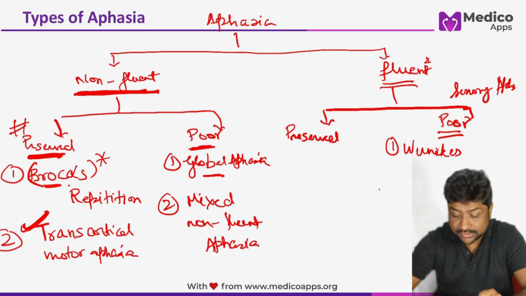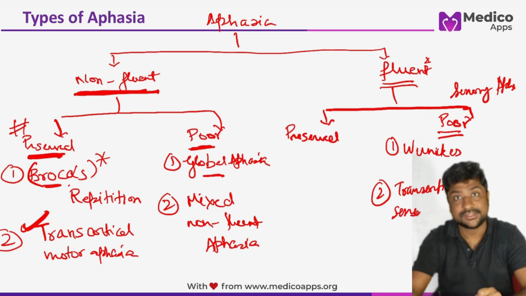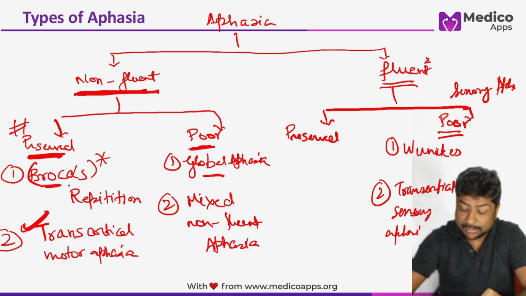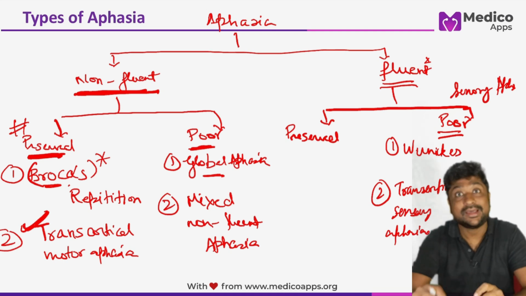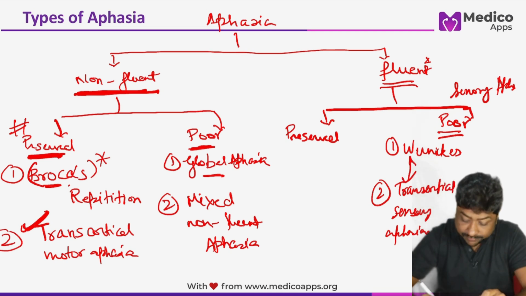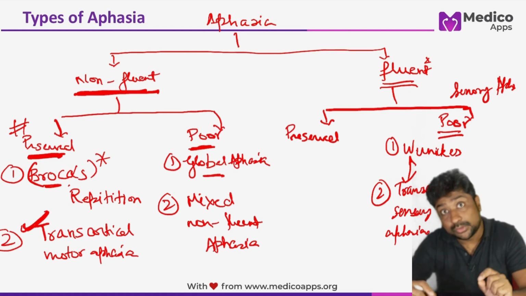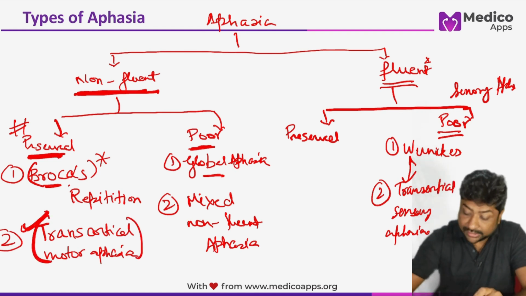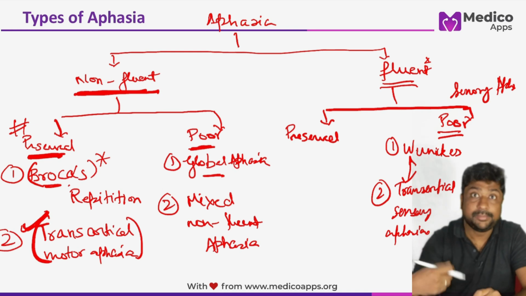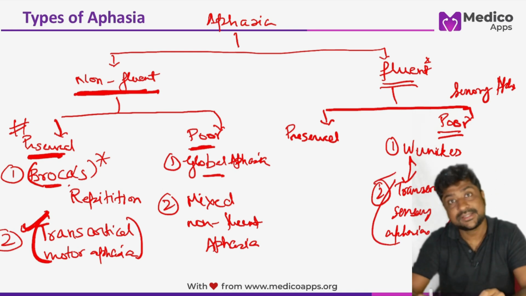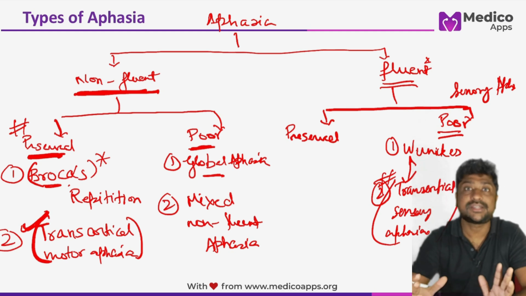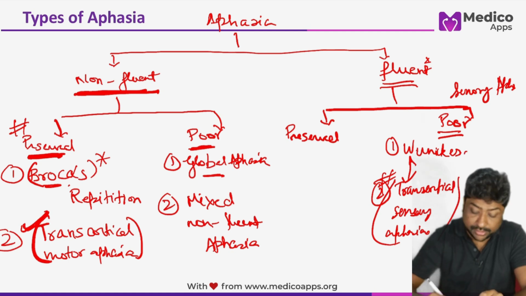The second condition is called transcortical sensory aphasia. It is very similar to Wernicke's, but the only difference between the two is repetition. Like in transcortical motor aphasia, where the patient was able to repeat properly if you say a word, here also the patient can repeat words or sentences exactly as you say them without even understanding them. In Wernicke's, he will not be able to repeat it. So this is very important.